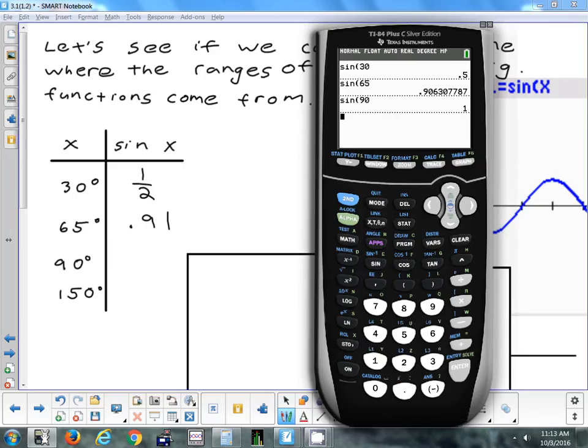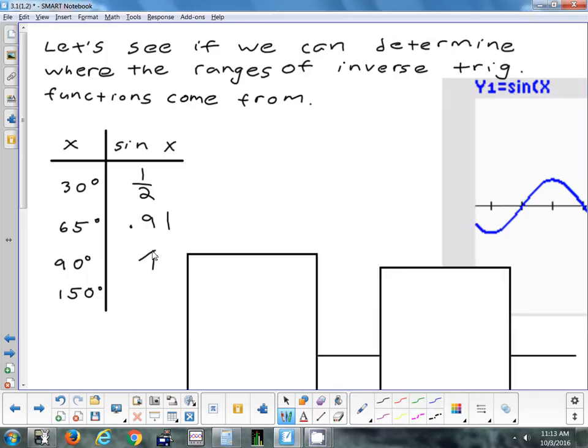Okay, remember when I did inverse sine of 1, I got an answer of 90. Now when I take the sine of 90, I get an answer of 1. Right, so that was taking the sine. So if I ask you for the sine of 65, it was 0.91. Sine of 90 is 1.